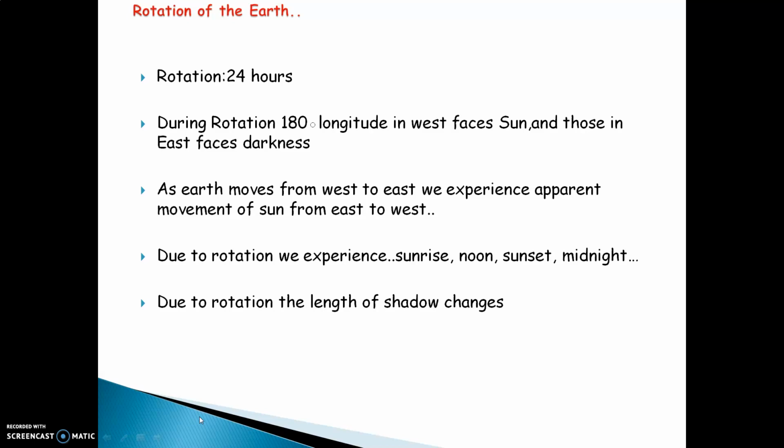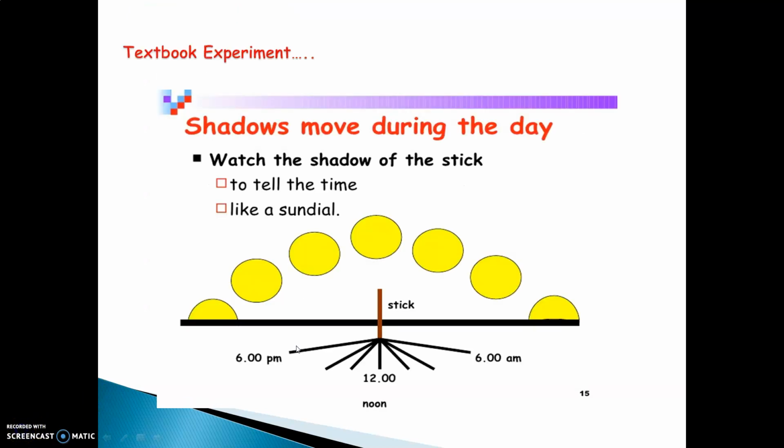Due to rotation, the length of the shadow changes. We'll see in the next picture how the shadow of the sun keeps on changing. In your textbooks, they have given you an experiment. The experiment is just as follows. You have to observe the daytime.